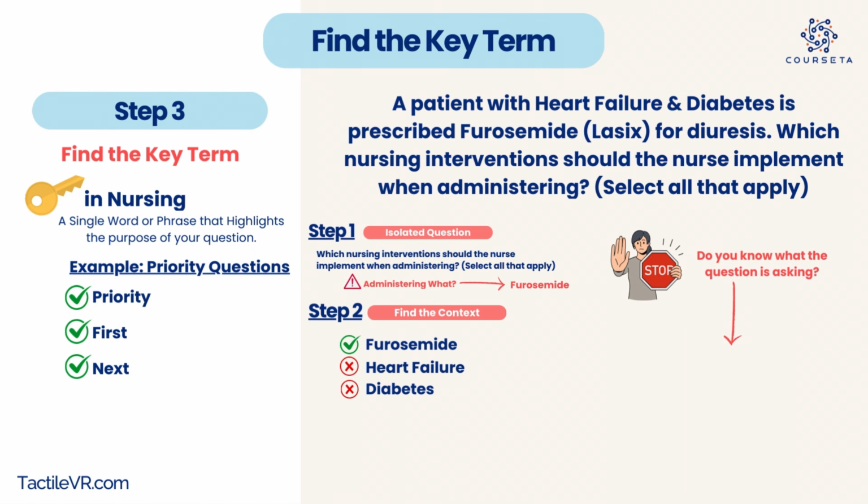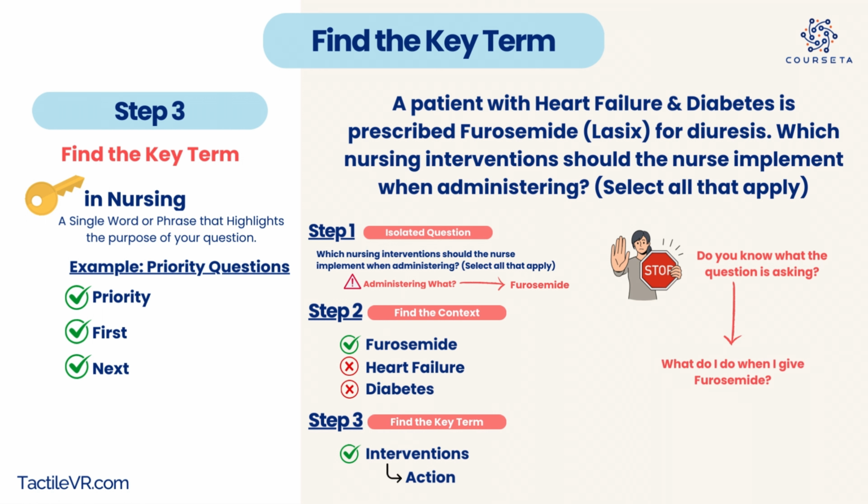Now, can you guys find the key term for this question? Well, I would say interventions is a key term because what action should the nurse do when they administer furosemide? So the key term here would be interventions because what is it asking? It's asking about interventions. That's your key term. So before we even go into the answer options, we're understanding these 3 steps. Step number 1, once again, find the question without considering context. What's our question? Which nursing intervention should the nurse implement when administering furosemide?